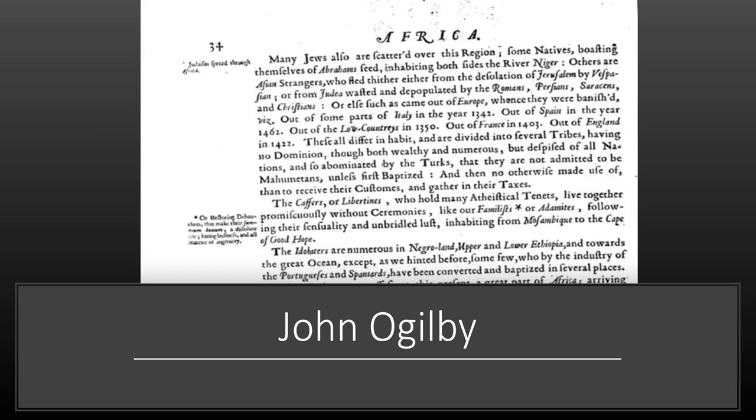The Kafirs are libertines who hold many ethical tenets, live together promiscuously without ceremonies, like our families or Adamites, following their sensuality and unbridled lust, inhabiting from Mozambique to the Cape of Good Hope. The idolaters are numerous in Negro land, upper and lower Ethiopia, and towards the great ocean, except as we hinted before, some few who by the industry of the Portuguese and Spaniards have been converted and baptized in several places. So we see here, right, we know that many of them were in upper and lower Ethiopia, Egypt, and other areas, Negro land, which is West Africa, all the things we shared with you in the past.